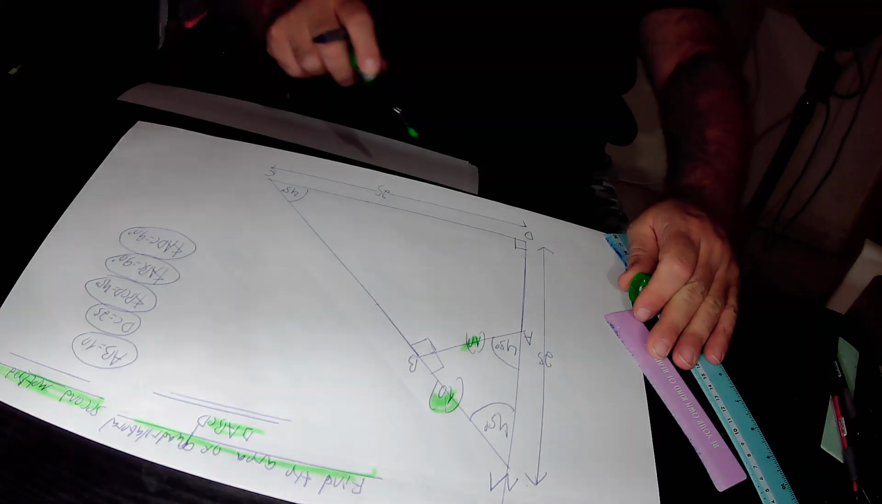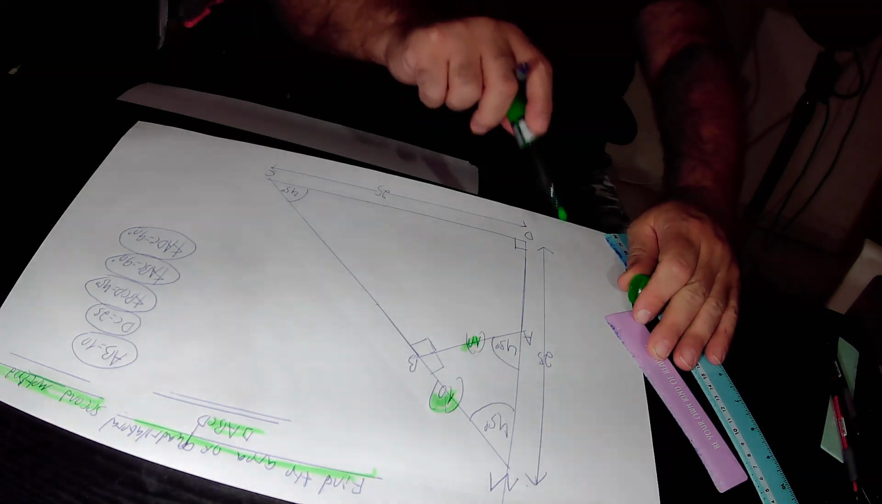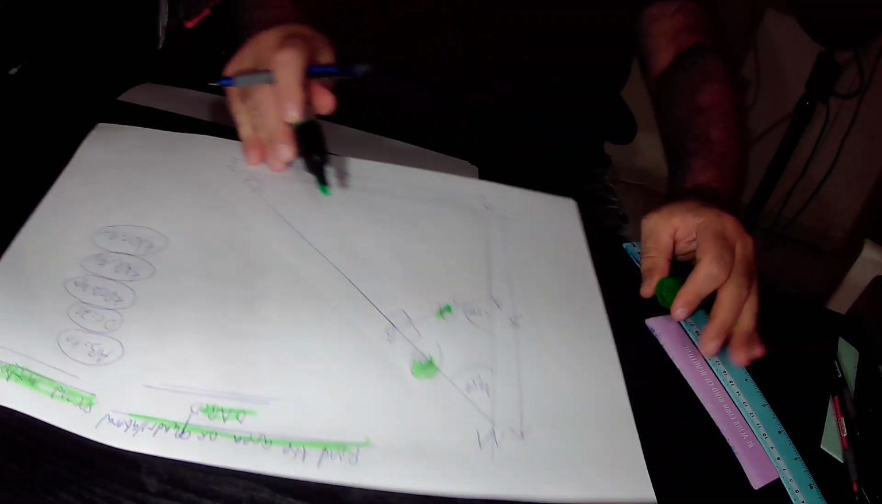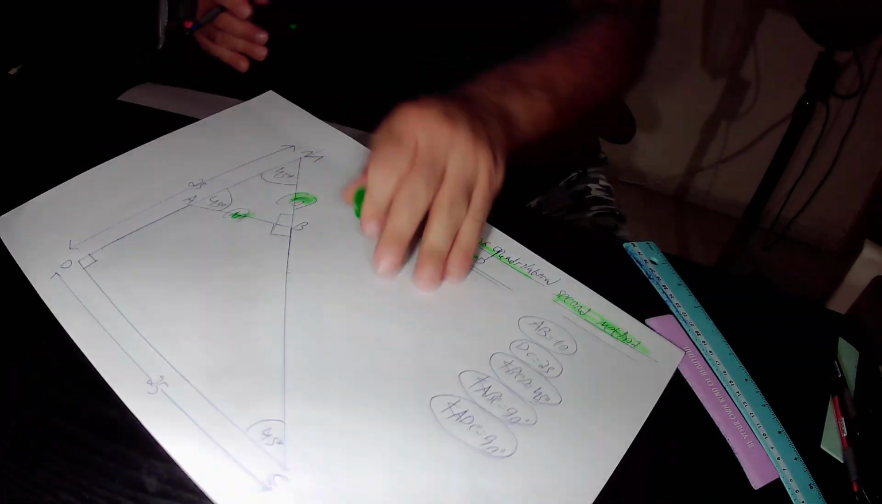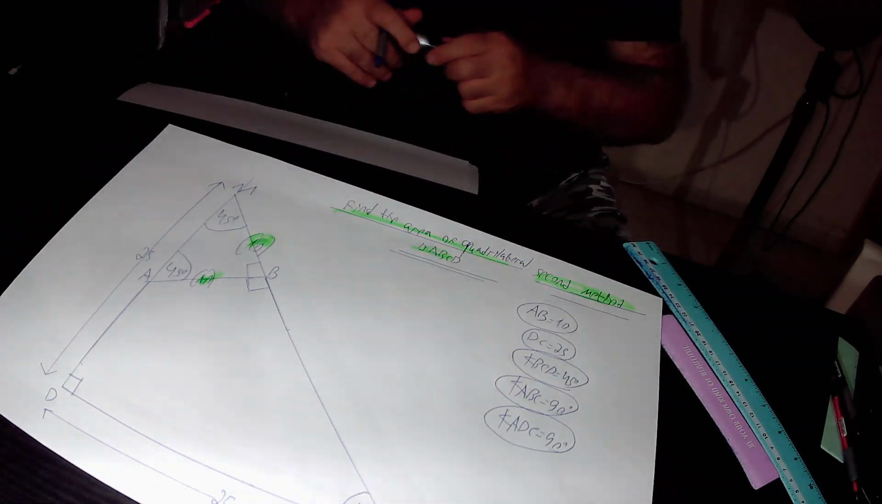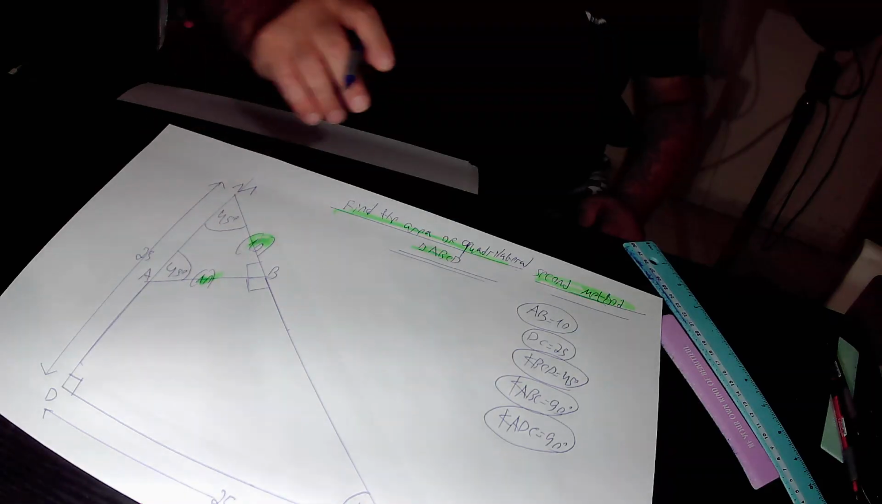Our task is to find the area of quadrilateral ABCD. So what is the area of quadrilateral ABCD?